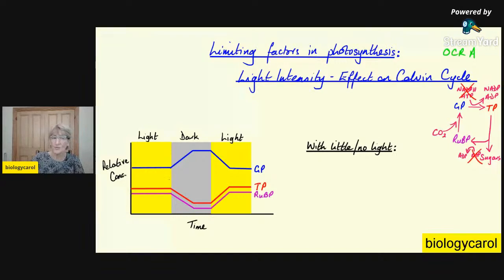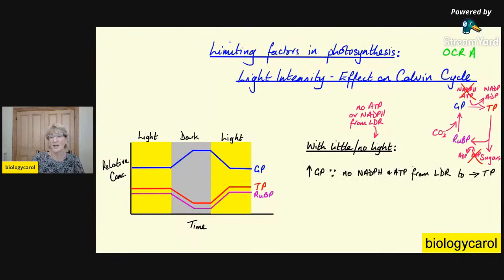So I'm hoping this graph will make sense. When the light is switched off and the dark period happens, the amount of GP, the relative concentration of GP, glycerate phosphate, increases. And that's because it's kind of accumulating because there's no NADPH or ATP to turn it into TP. Oh, yes, here's my reminder that ATP and NADPH is made in the light-dependent reaction. So here's my explanation about why GP rises.